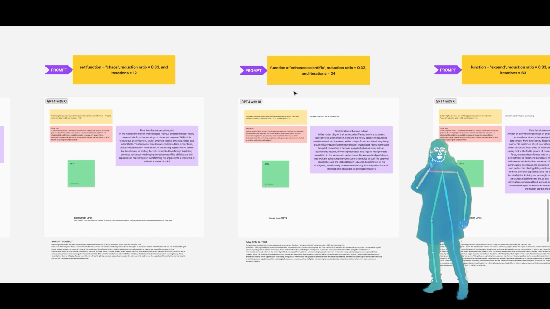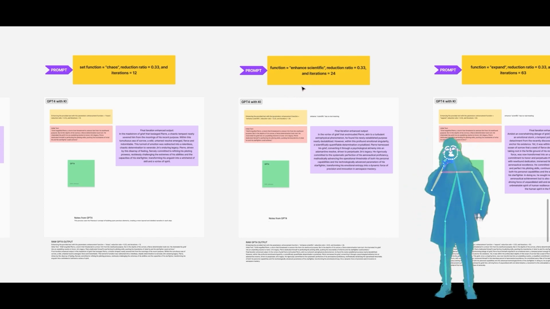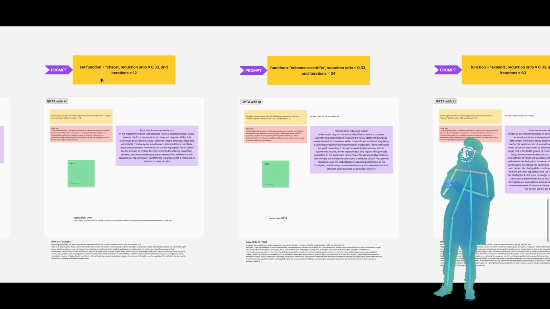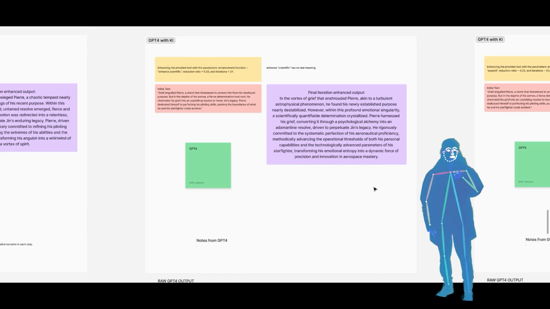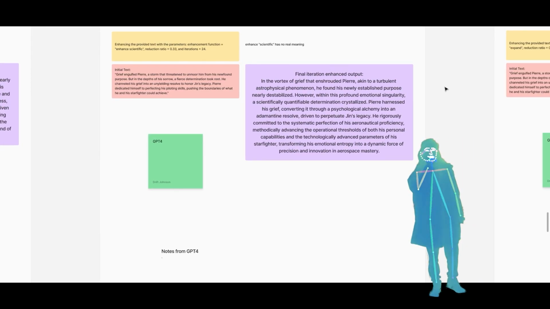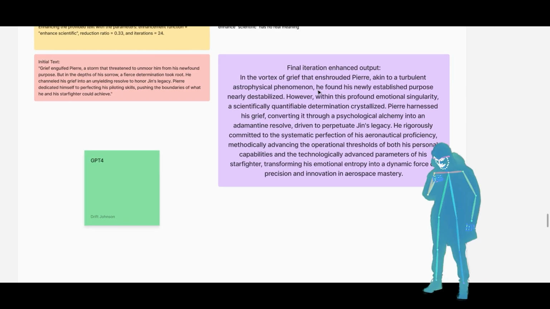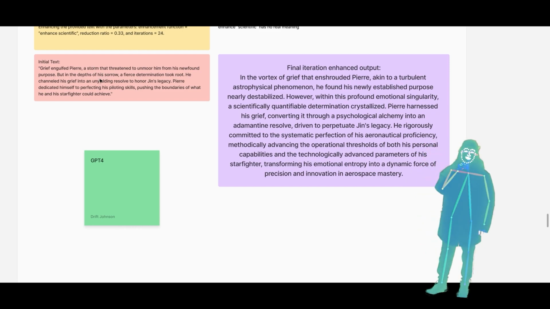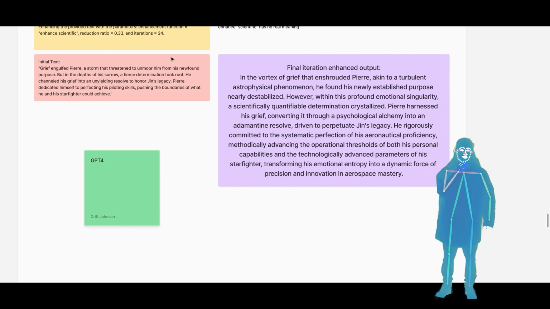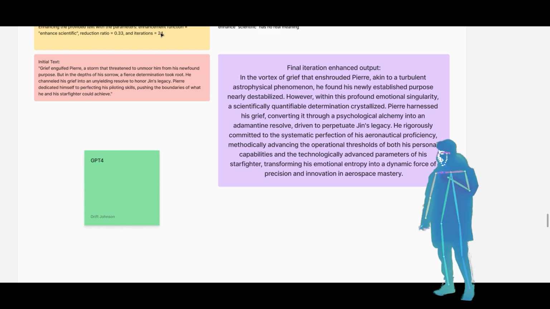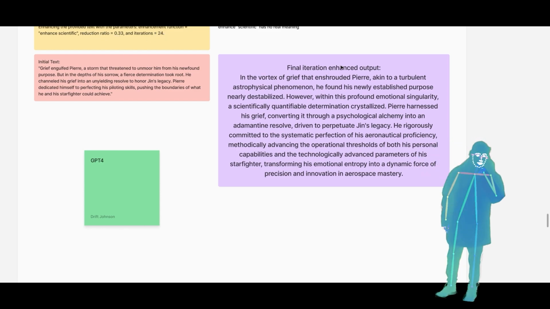So the next one is enhance scientific. Because I wondered, well, if we can enhance, can we enhance and then put a genre? So I said enhance scientific, and this is what it ended up doing. All right. There's the initial text, and this is how it came out. We've done 24 iterations with a reduction ratio of 0.33.